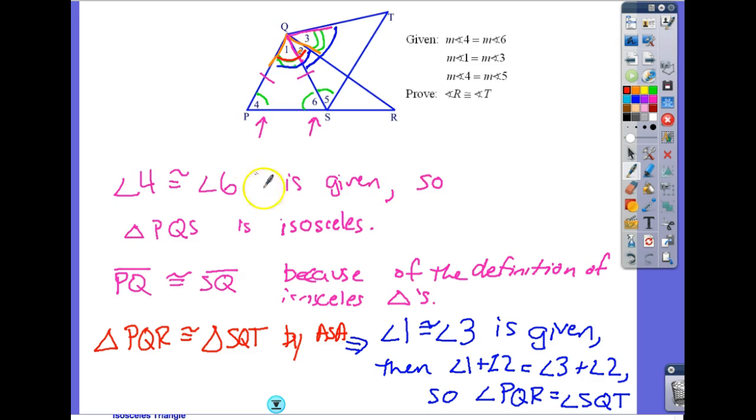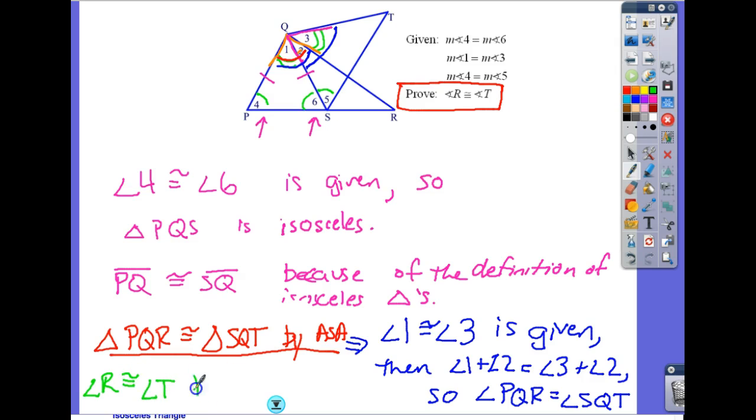And I'm not done though, because we're not trying to prove they're congruent. We're trying to prove that angle R is congruent to angle T. But since I know this, I can say in my final step, then angle R is congruent to angle T by CPCTC. What does that mean? That means corresponding parts of congruent triangles are congruent.